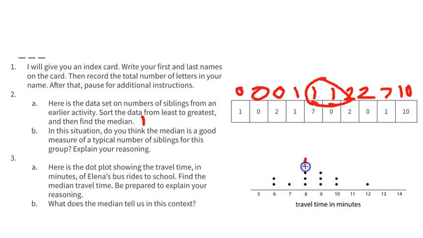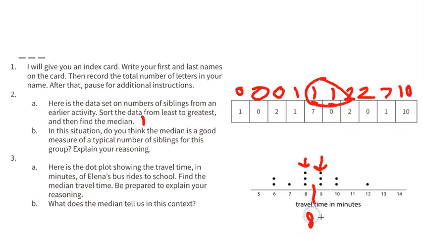So 8 or 1, 3, 4, 5, 6. So the median is going to be somewhere between 8 and 9. Well, if it's not 8 and it's not 9, we need in between those. What's going to be in between 8 and 9?